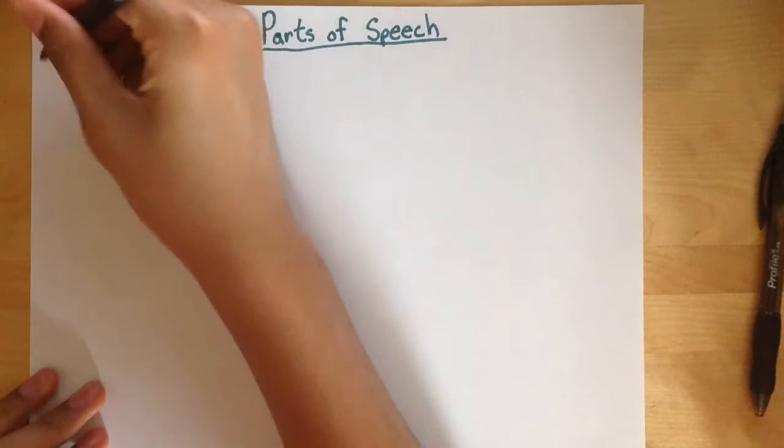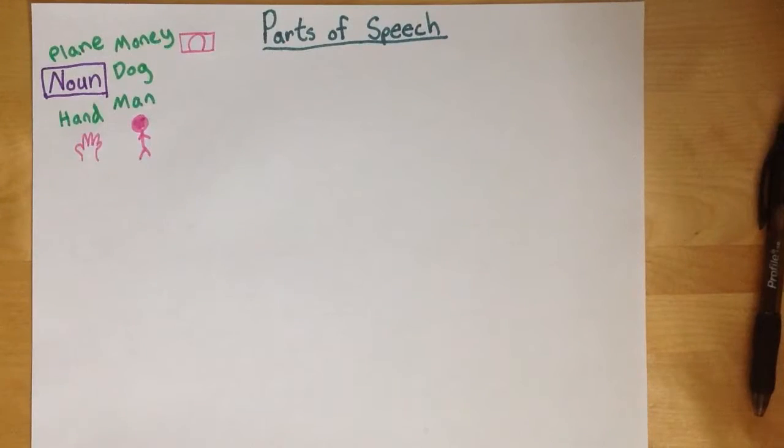Let's start off with a simple one. Nouns. They're stuff, they're things, they're objects, they're ideas. They are not necessarily tangible things, but you can think of them as like objects, like a plane, money, dog, hand, man, or like a thought. So those are nouns. Those are like your basic bread and butter.